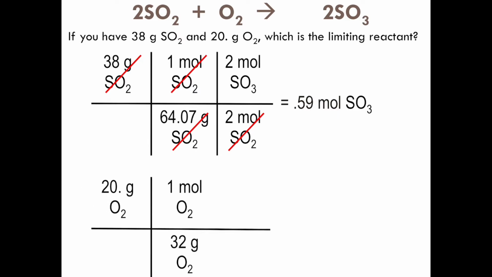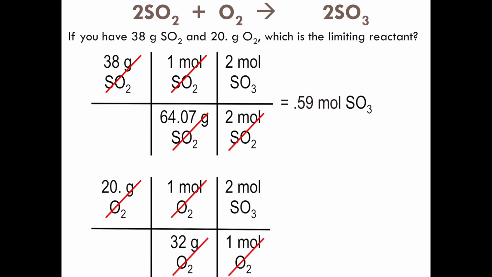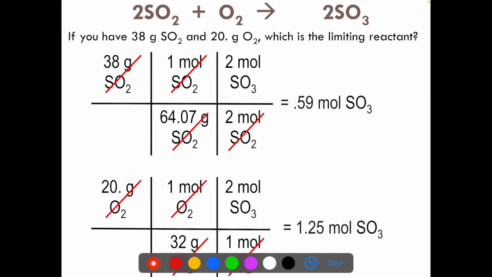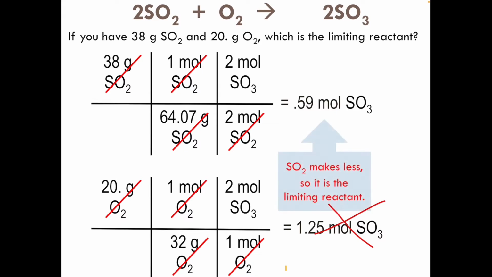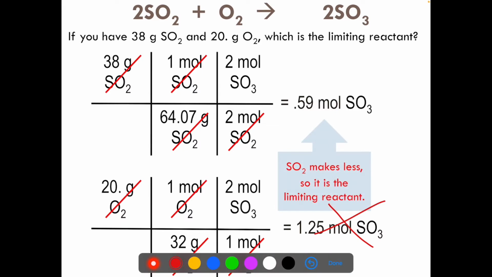So I'm going to go through and do the same thing with the oxygen, grams into moles, using the balanced chemical formula, moles into moles, and I'm going to find out that with 20 grams of oxygen, I could make 1.25 moles of SO3. I am never going to make that because the SO2 is going to make less and therefore is the limiting reactant.